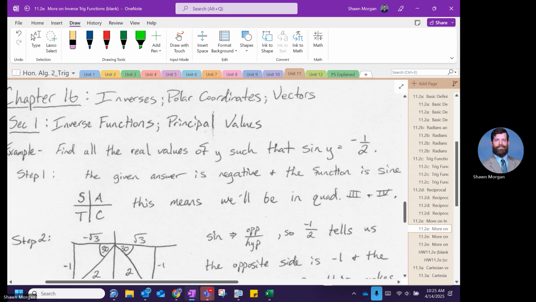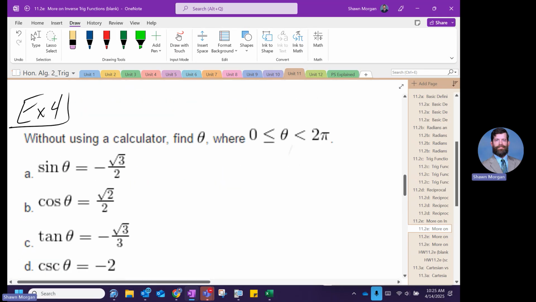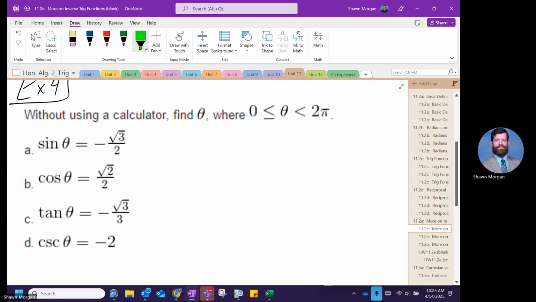Consider ASTC and figure out which quadrant you're going to be in. I know this example is different; it was in my old pencil-and-paper notes. But step 1, you can jot down your notes: ASTC, figure out which two quadrants you're in. So for us, you tell me, in which two quadrants is sine negative?